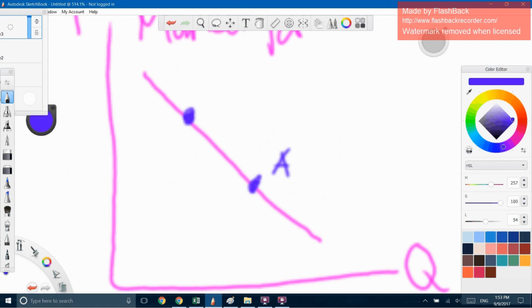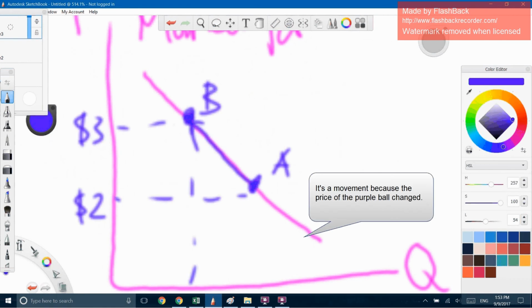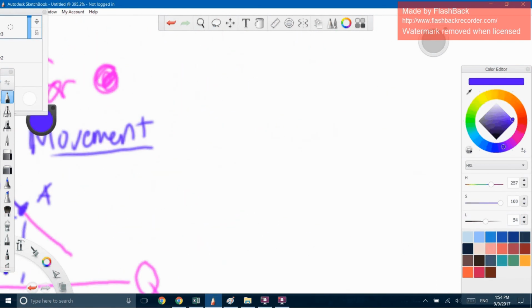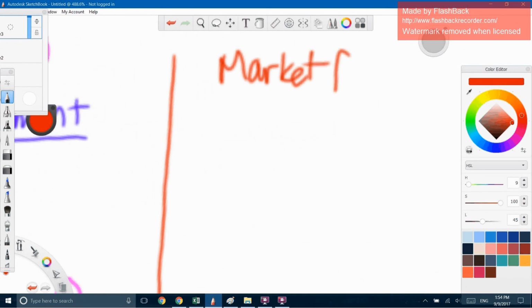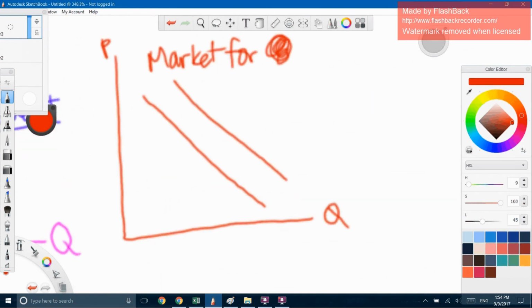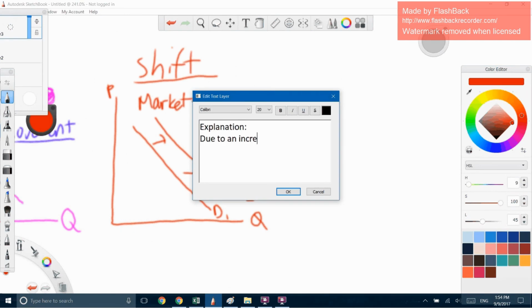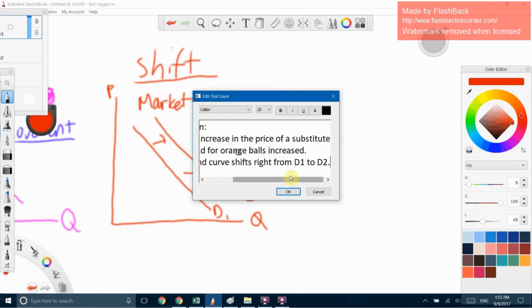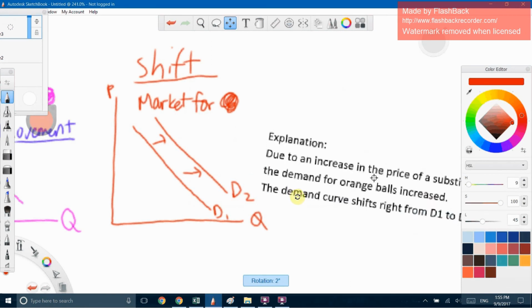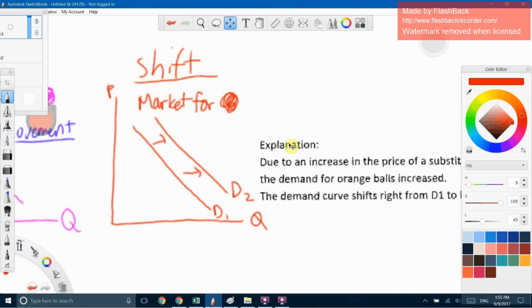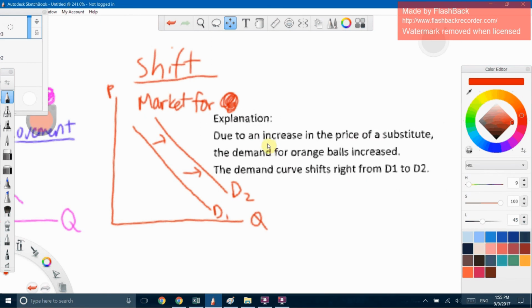This could be represented as a movement along the curve for the market for the purple ball, but a shift in the demand curve in the market for the orange ball. So in the explanation, you would say, due to an increase in the price of a substitute, the demand for orange balls increased, and the demand curve shifts right from D1 to D2. Make sure to reference the labels on your diagram in your explanation, or you might lose marks.